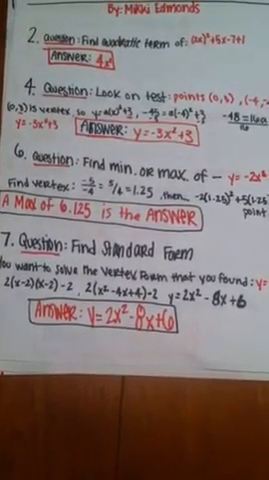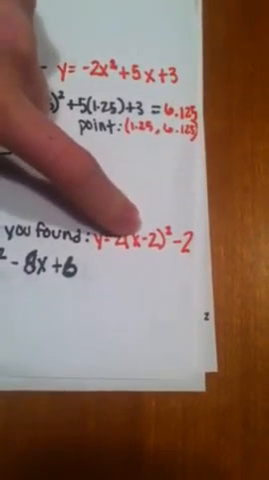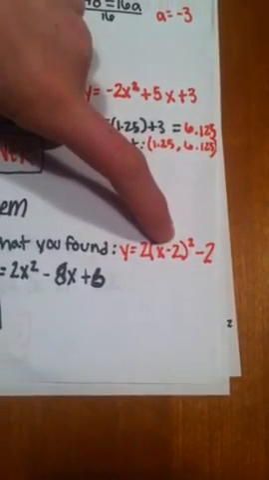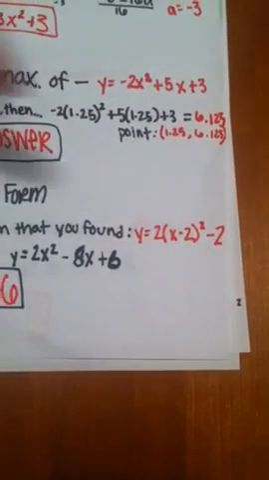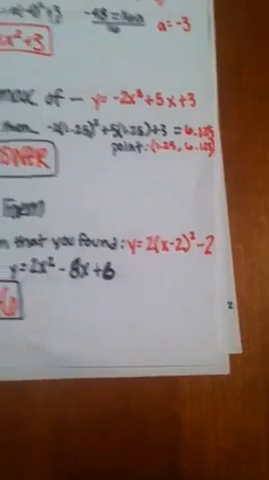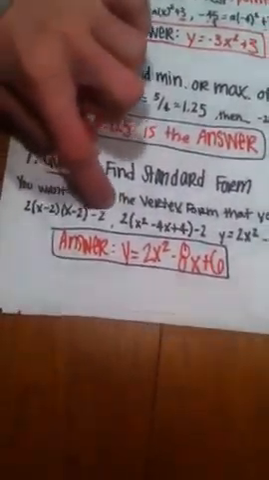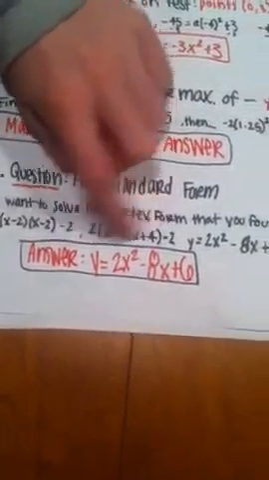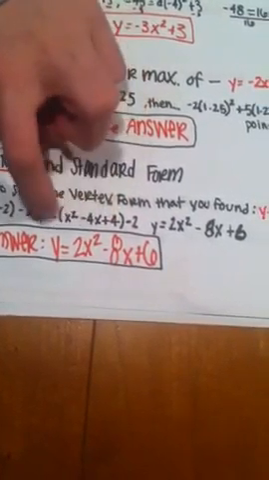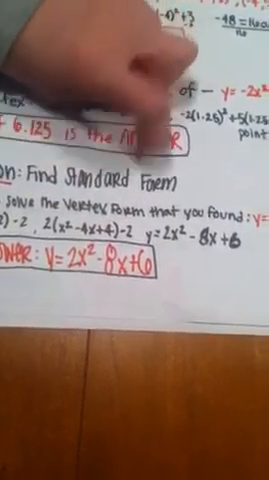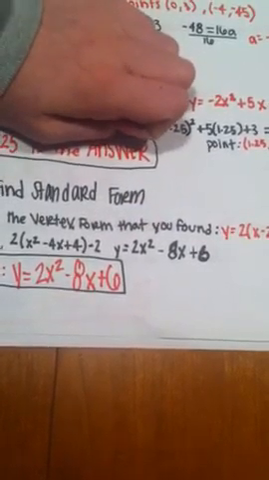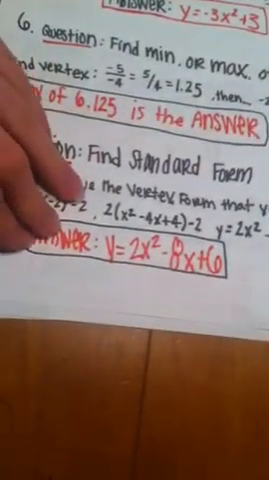So you would use the vertex form that you found, and you would simplify that out, which is x minus 2 squared, then you multiply that whole thing by 2, and then you subtract 2. So you simplify it and you get to this, multiply it all by 2, subtract 2 from 8 then. So you would have y is equal to 2x squared minus 8x plus 6. That's your answer.